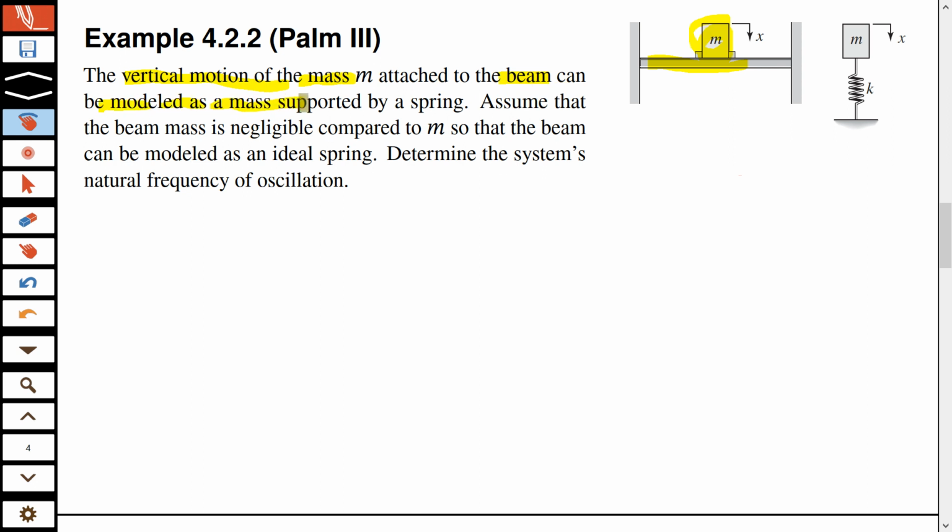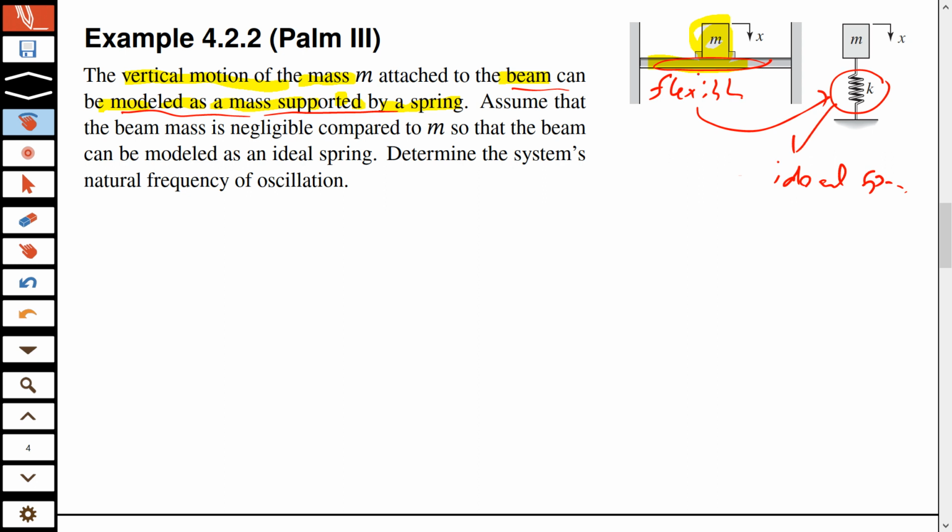It can be modeled as a mass supported by a spring. अब देखो ना, अब ये जो sentence है ना, ये मैं चाहूँ तो मैं निकाल सकता हूँ क्योंकि I expect you know that the beam is a flexible body and you know that a flexible body can be modeled as a spring. हाँ, ये आपको imagination ये करनी पड़ेगी क्योंकि ये ideal spring है.